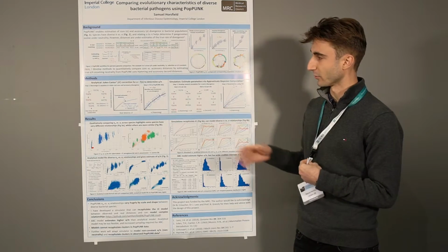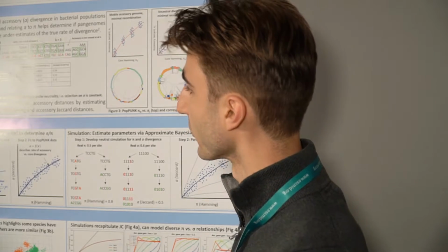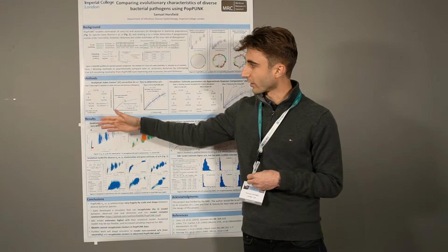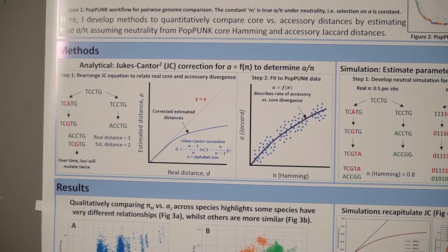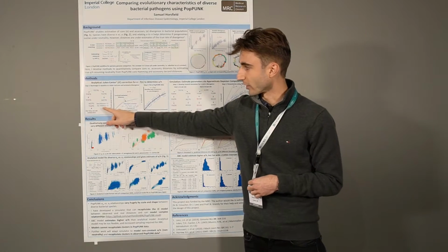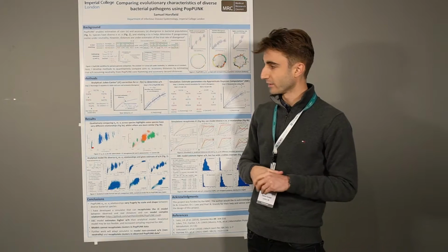The reason we need to use these approaches is because PopPUNK estimates distances in the core and accessory genome, and this is actually an underestimation of the true rate of divergence in those two genome compartments, because ancestral mutations along lineages can be overwritten by multiple events at the same site. And so this can cause underestimation of your distances.